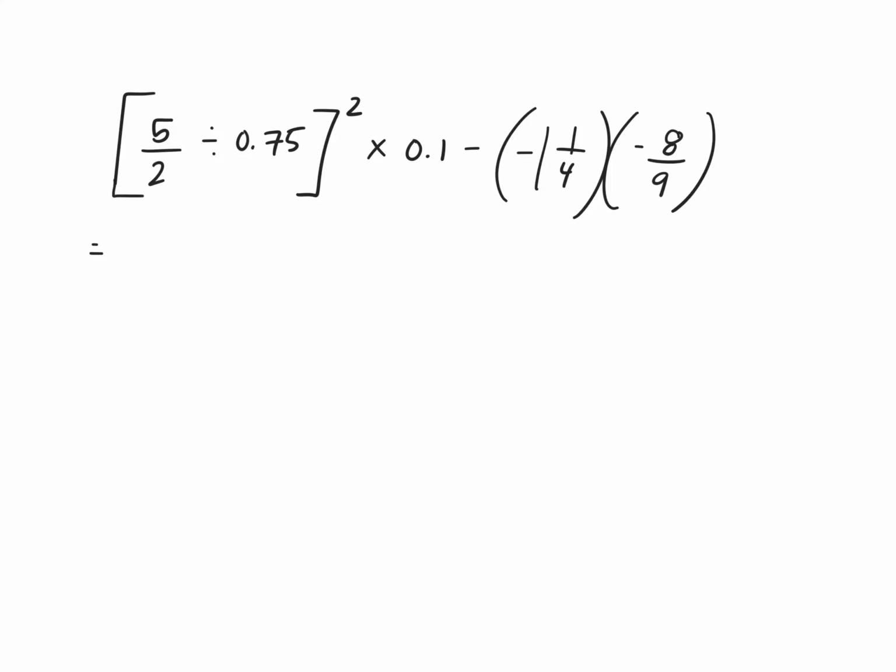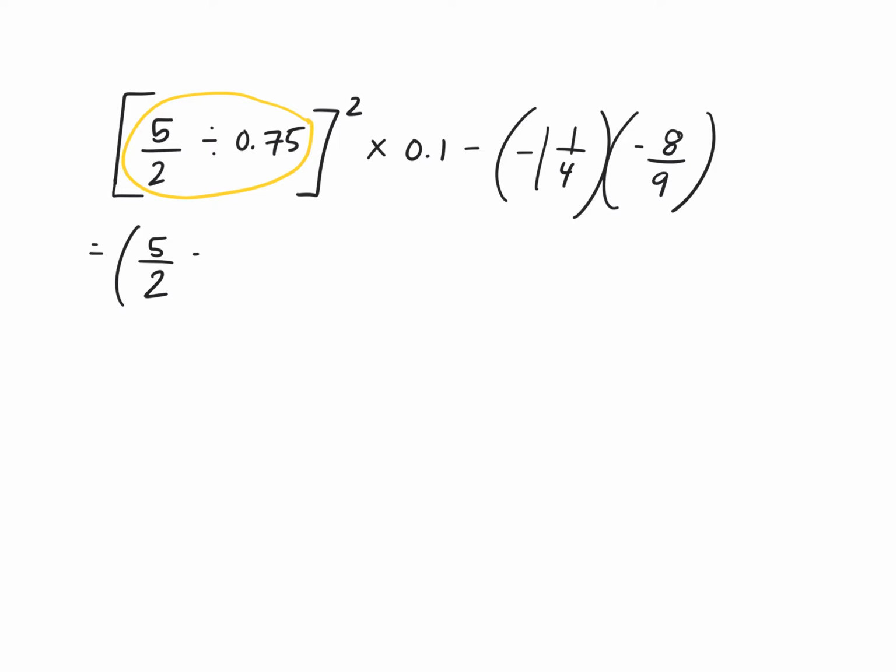What's the first thing we should look at here? What's the first thing we need to simplify in this question? The first bracket. Right, so we need to simplify what's going on inside here. So what can we do with this 0.75? Turn it into a fraction. Good. Which turns into 3/4.